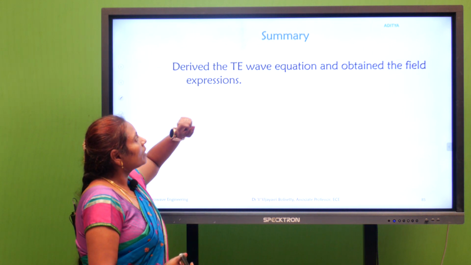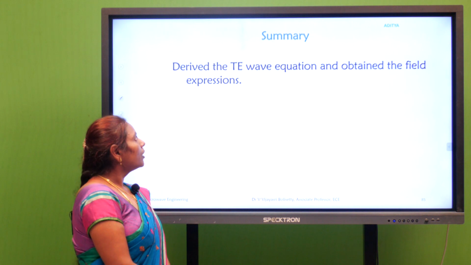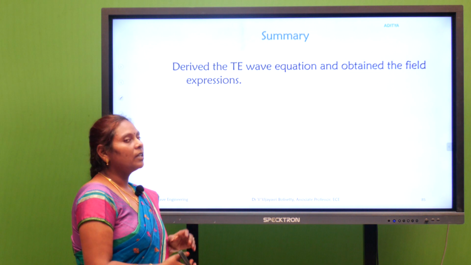So coming to the summary, now we have seen the TE wave equation and have derived all the field expressions Ex, Ey, Hx and Hy based on this TE wave equation.